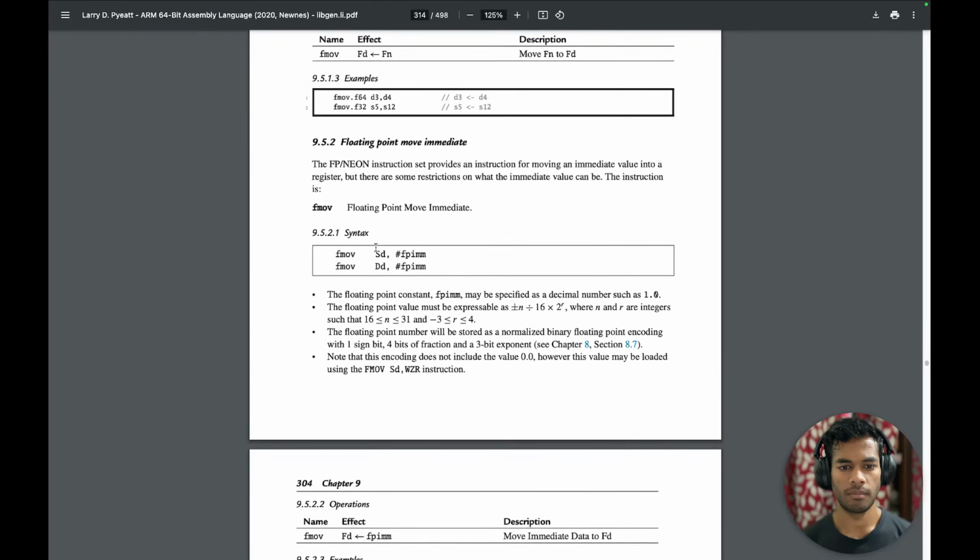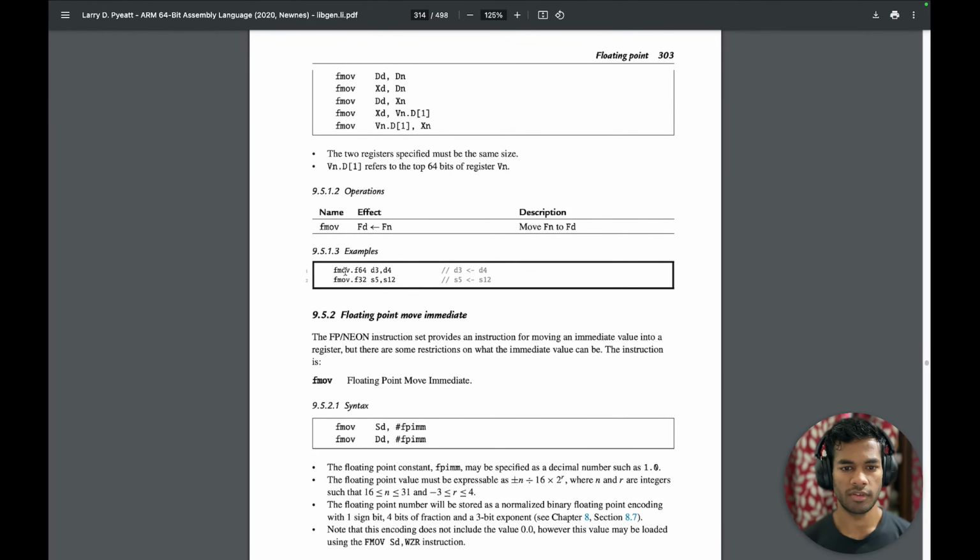What is this? Dot F and dot 32. Dot F means floating point and 64 means 64 bits. And dot F is also here, floating point, and 32 means 32 bits, because this is single precision. This is double, therefore you use 64 bits, I guess. The floating point move immediate.